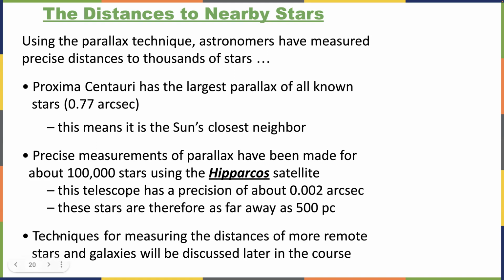At the same time, I have mentioned the techniques for measuring distances for more remote stars and galaxies will be discussed later in the course. So that means even though we have measured the distances to billions of stars using this method, you cannot use this method to measure the distances to remote stars and galaxies. The galaxies that are so far away from us, we cannot use this method because then this parallax angle will become very, very small. Our instruments are not sensitive enough to measure such small angles, right?